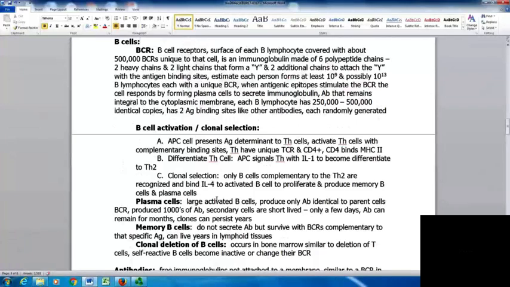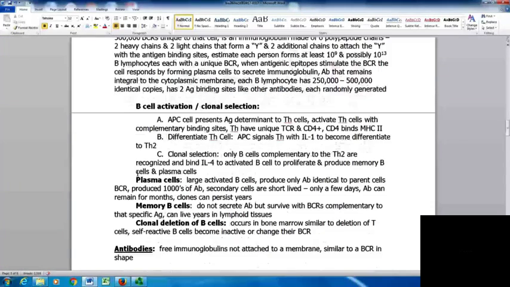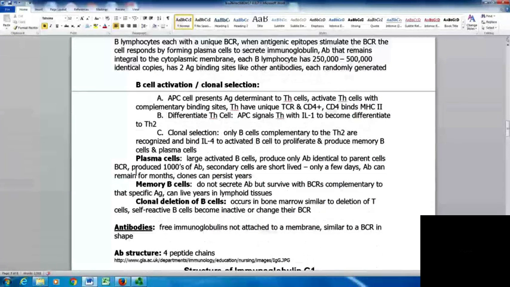So when you look at B cell activation and clonal selection, your antigen presenting cell is going to present an antigenic determinant to the T helper cells. This will activate the T helper cells with the complementary binding sites. The Th1 has a unique TCR and is CD4 positive. CD4 binds the MHC2.